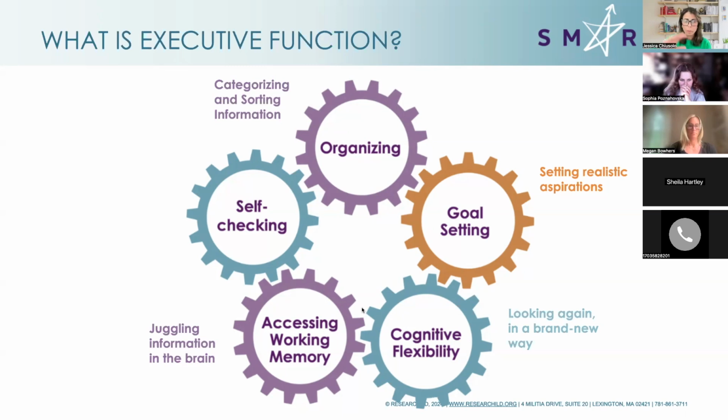Accessing working memory, so being able to juggle all that information in their brains. So short-term memory, long-term memory, and then that working memory. Like, how do I pull forward what I need to use right at this moment? And then self-checking or self-monitoring, also recognizing one's most common mistakes, but also understanding how to regulate emotions and behaviors that can help them be more productive in the classroom and better learners and better classmates and students. So all of our executive function curriculum units and lessons are based on these five executive function cogs, we call them.